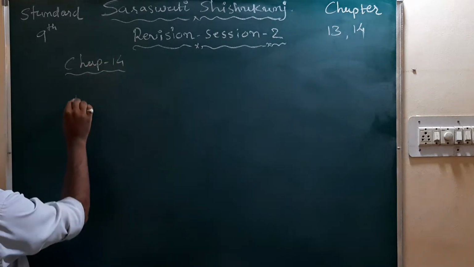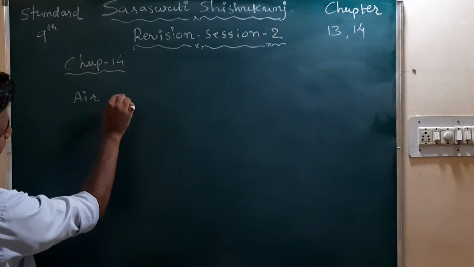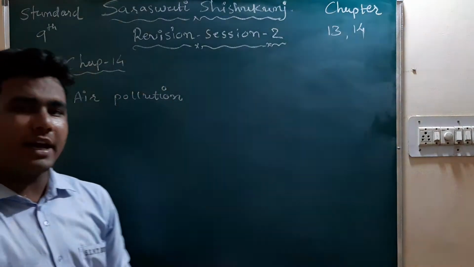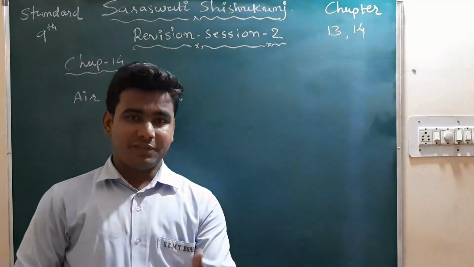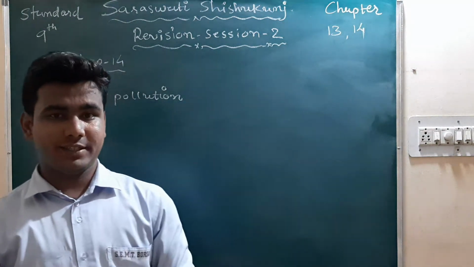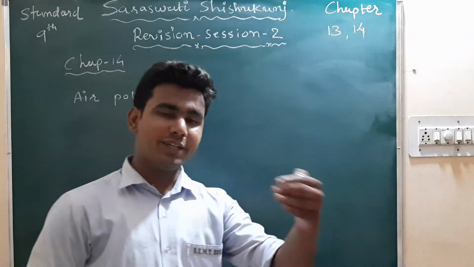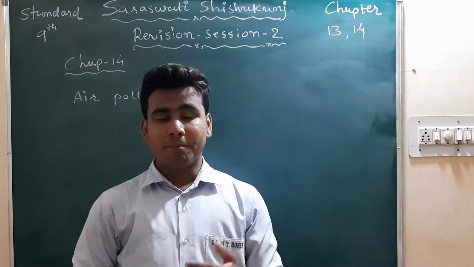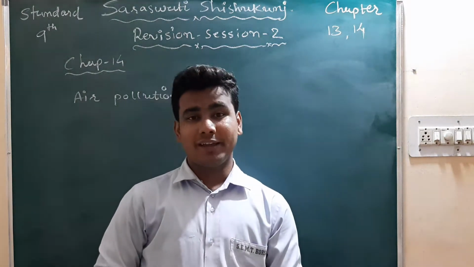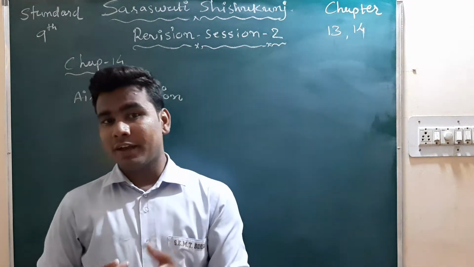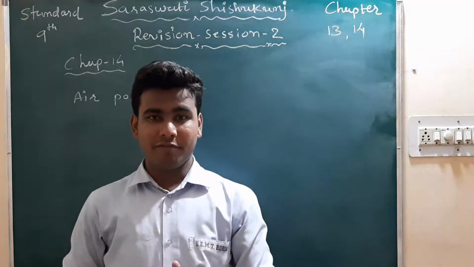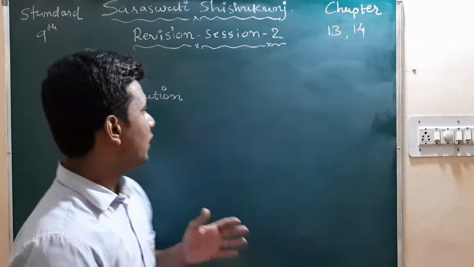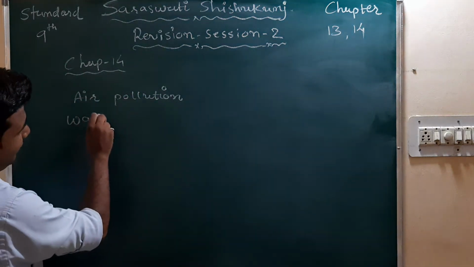Right, we have discussed in chapter number 14 about air pollution. Now what do we mean by air pollution? By our unnecessary activities, we are adding different types of pollutants into the atmosphere. So that is called air pollution. By our automobiles, by some chemical processes, also by the industries, we are adding pollutants into the atmosphere which causes air pollution.